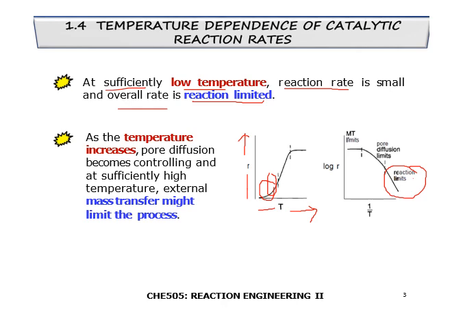And when the temperature increases, pore diffusion will become controlling, and it will control the overall reaction rate. And when the temperature goes higher over here, the external mass transfer will be the controlling one. So the mass transfer will govern the overall reaction rate. At the highest temperature, the mass transfer will be the one that limits the process.